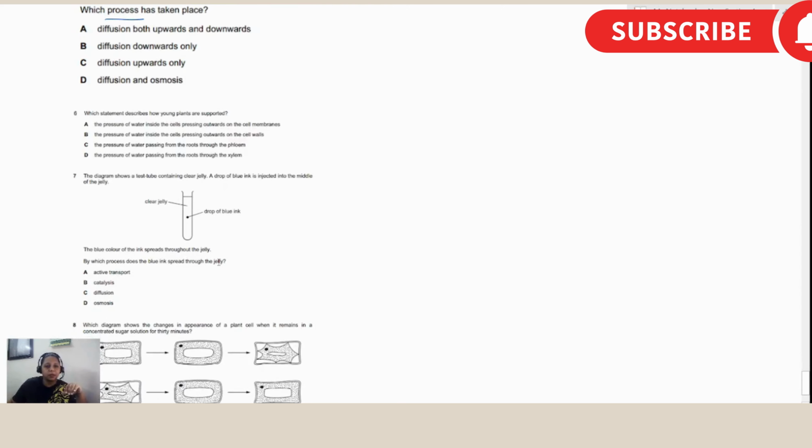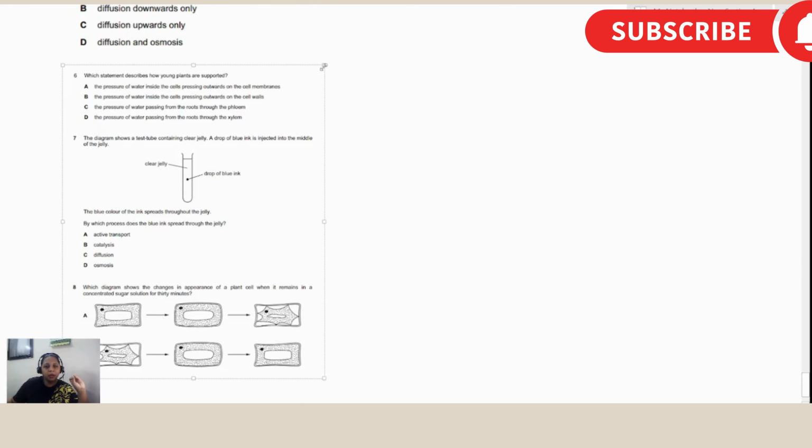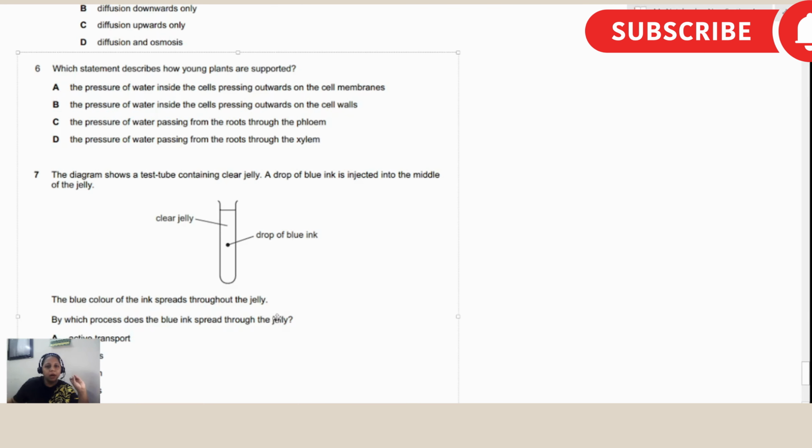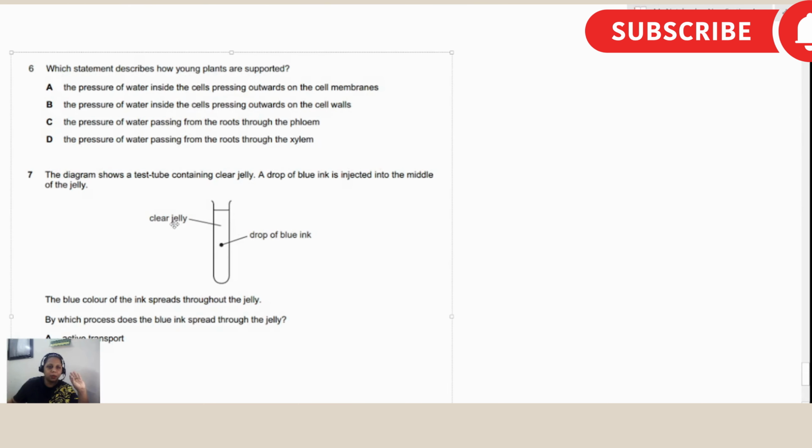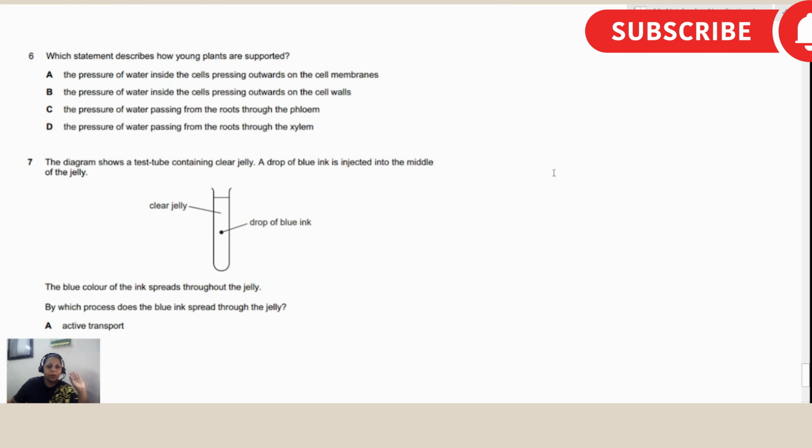Okay, question number six. Which statement describes how young plants are supported? No, this one is an easy one. What movement causes the firmness of the herbs or the stems? It is due to turgor pressure. Okay, I'm giving a hint. It's due to turgor pressure. So what can be the answer? The pressure of water inside the cell pressing outwards on the cell wall, which is turgor pressure.